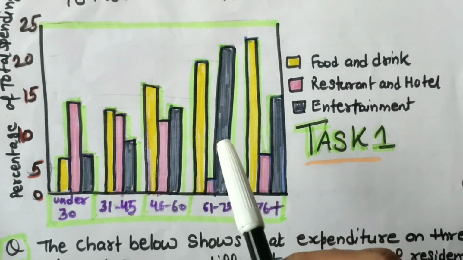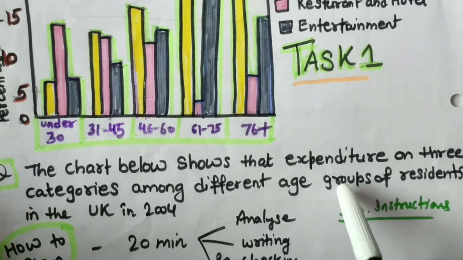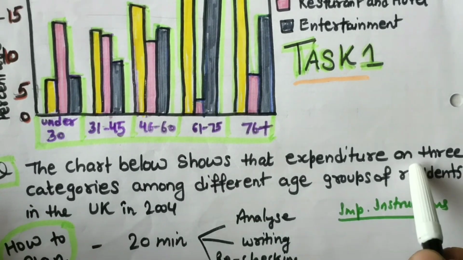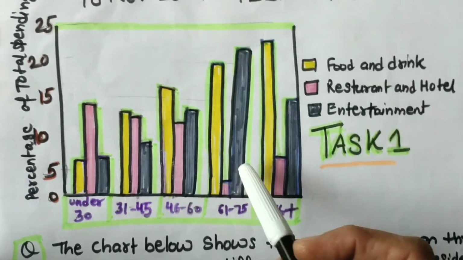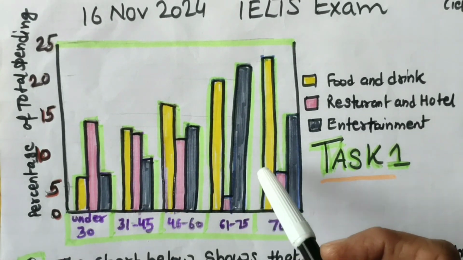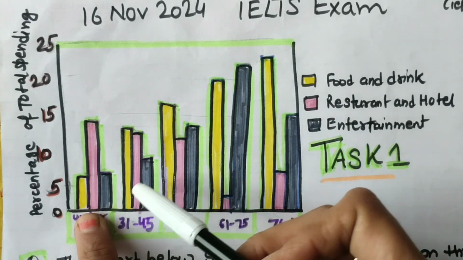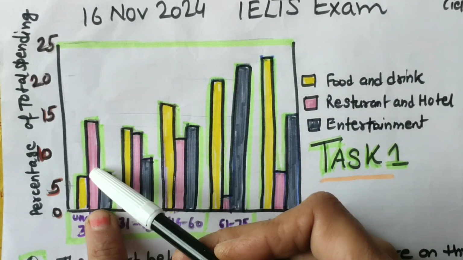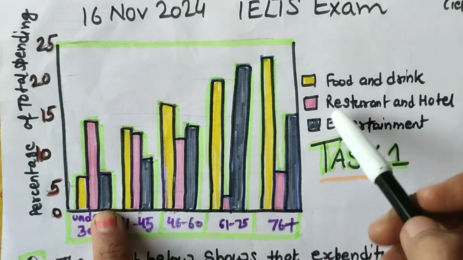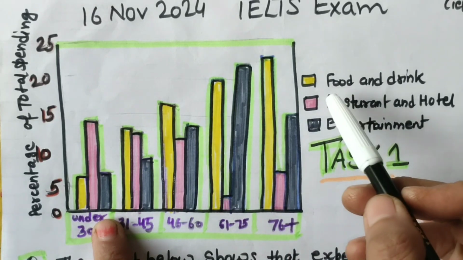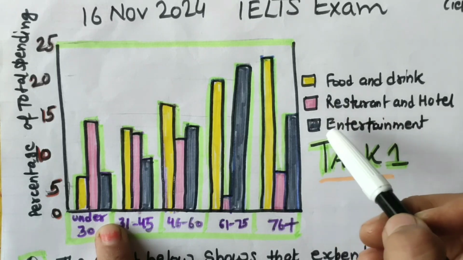It is clear that it is in past tense. So we know there are three different categories among different age groups of residents in the UK. Now let's analyze this bar graph. The yellow one is food, the pink one is restaurant, and the gray one is entertainment. In the actual exam you will not get any colorful thing, only the lighter and the darker shades, and you can get all the things.